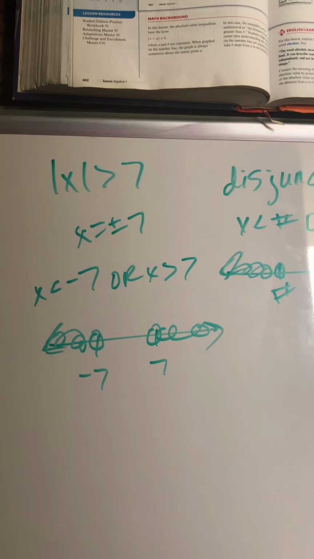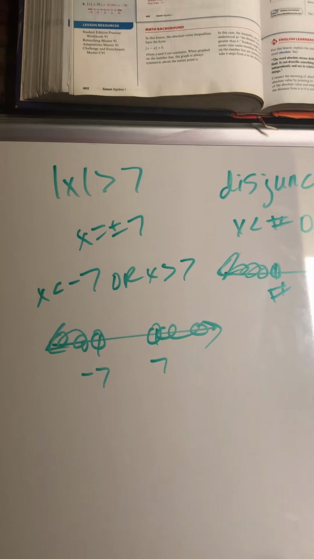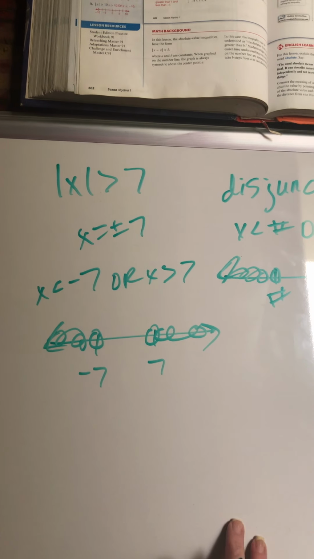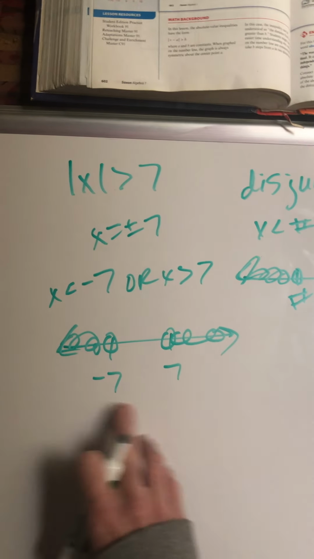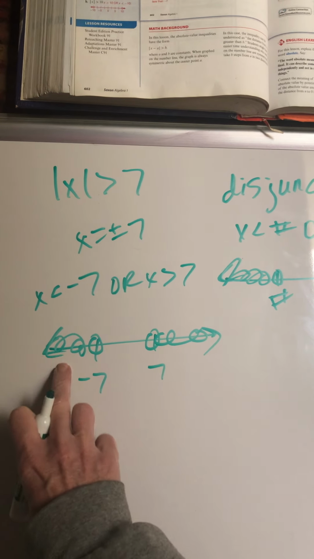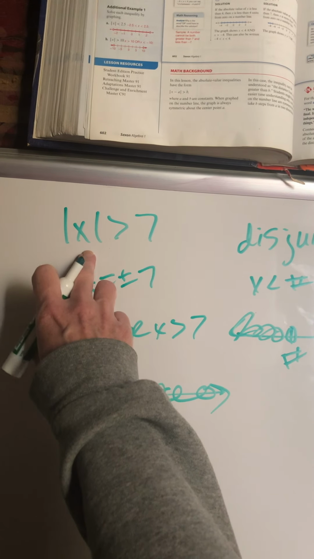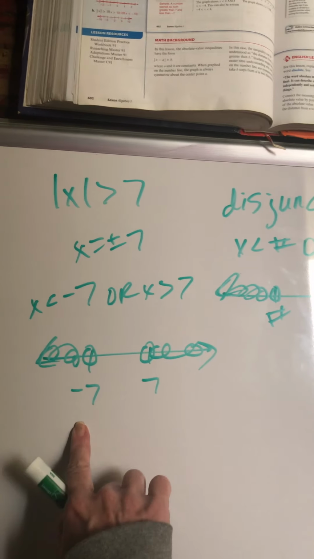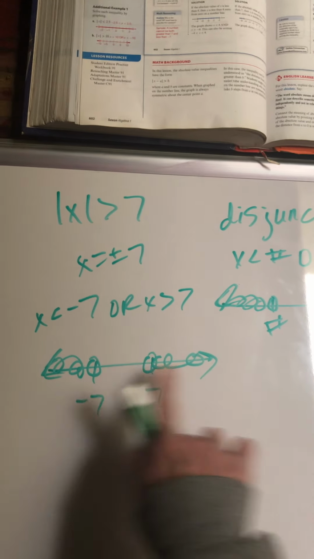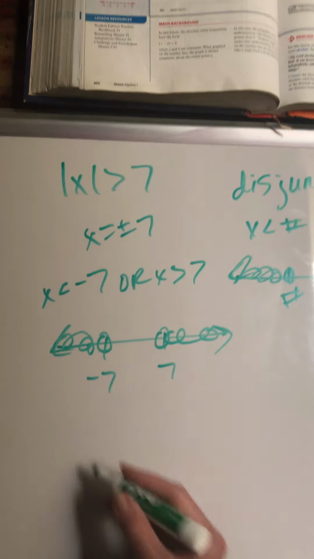And so there's your disjunction. There's the solution and the graph. You have to graph these. Now again, think about it. If I take -8, which is less than -7, and put it right here, the absolute value of -8 is 8. 8 is greater than 7, so that's why these numbers work. That's why these extremes work, okay?